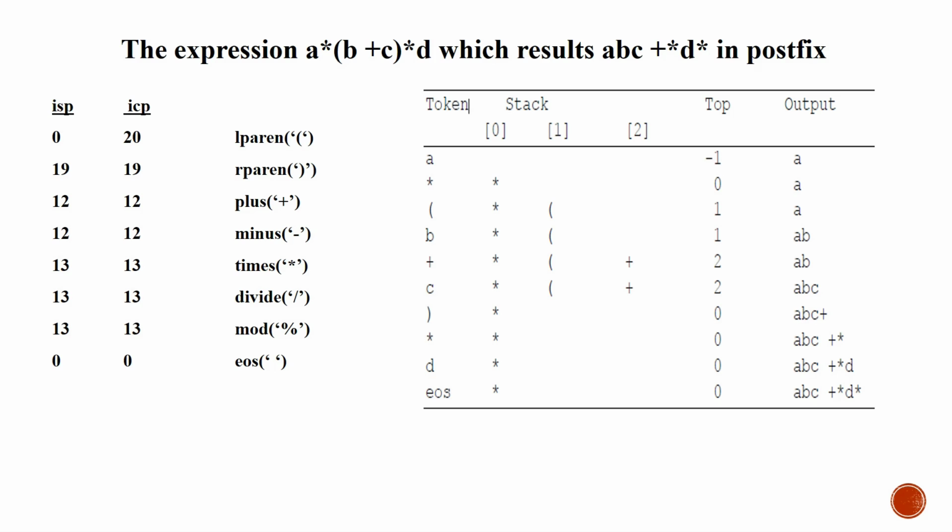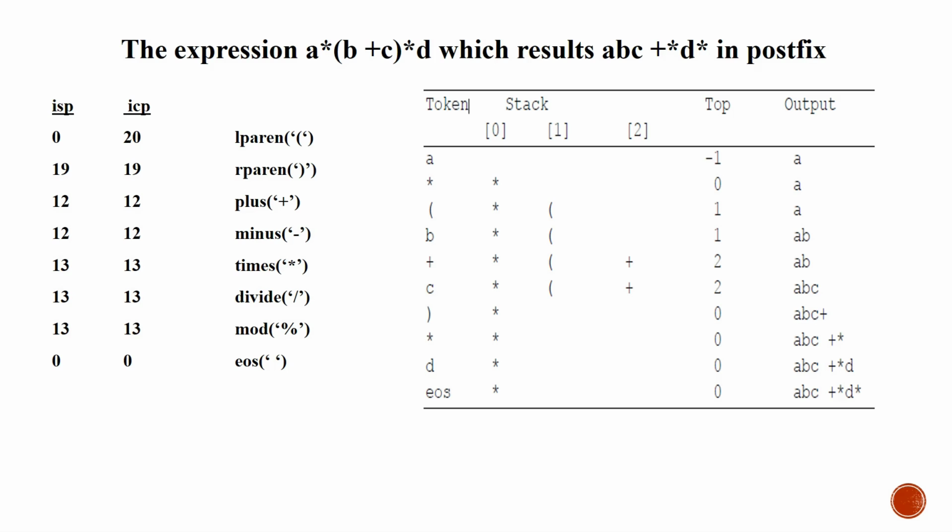Next, I will get the open parenthesis. What is its precedence? 20. Star is 13, this one is 20. So this is pushed to the stack, because the incoming precedence is higher than the stack. Then B is printed directly. Next plus. What is the precedence over here? The open parenthesis in stack is 0, and plus is 12. So 12 is higher than 0, and plus is pushed to the stack. C, you are going to print it.